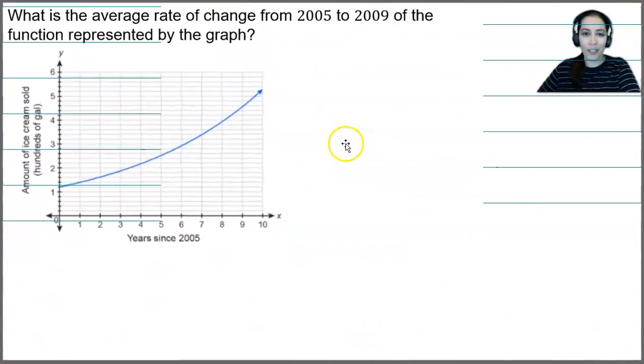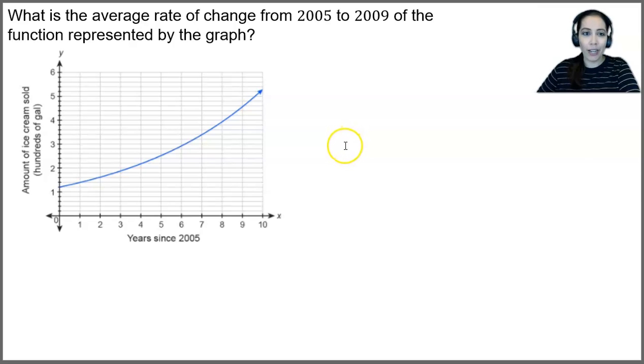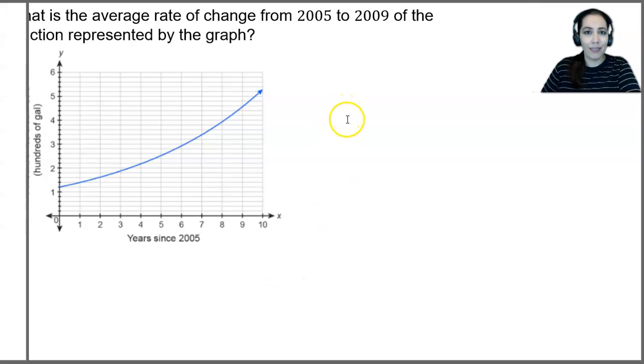What is the average rate of change from 2005 to 2009 of the function represented by the graph? We have our x-axis, the years since 2005, and on our y-axis we have amount of ice cream sold in hundreds of gallons. So how can I find the average rate of change from 2005 to 2009?